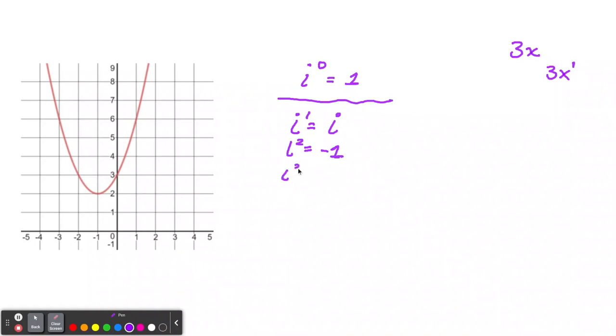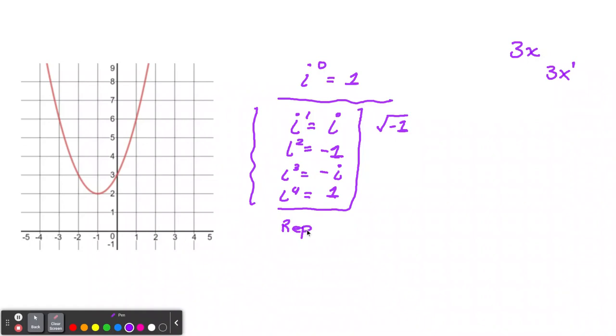I to the third power is negative i. And i to the fourth power is 1. So we have to try to keep this in mind. By the way, we can also see that i is the square root of negative 1, which we said earlier. Now, after the fourth, it's going to repeat the cycle.